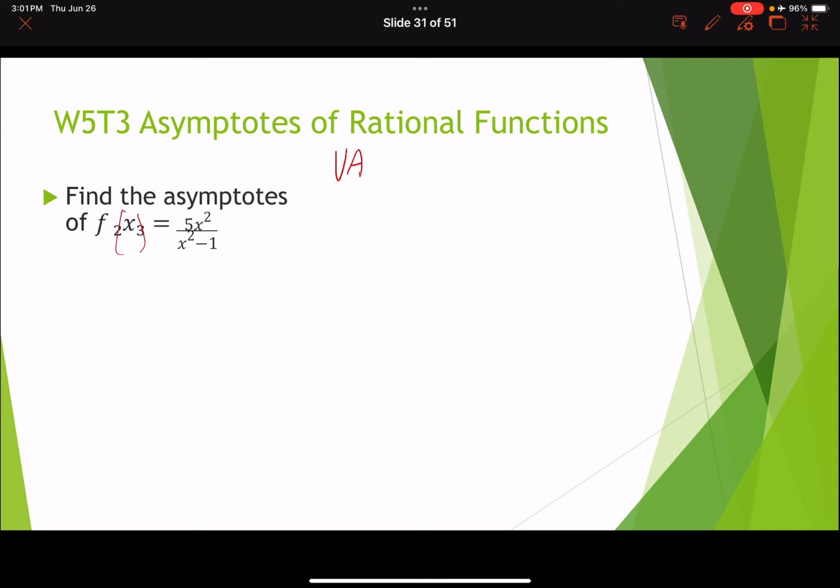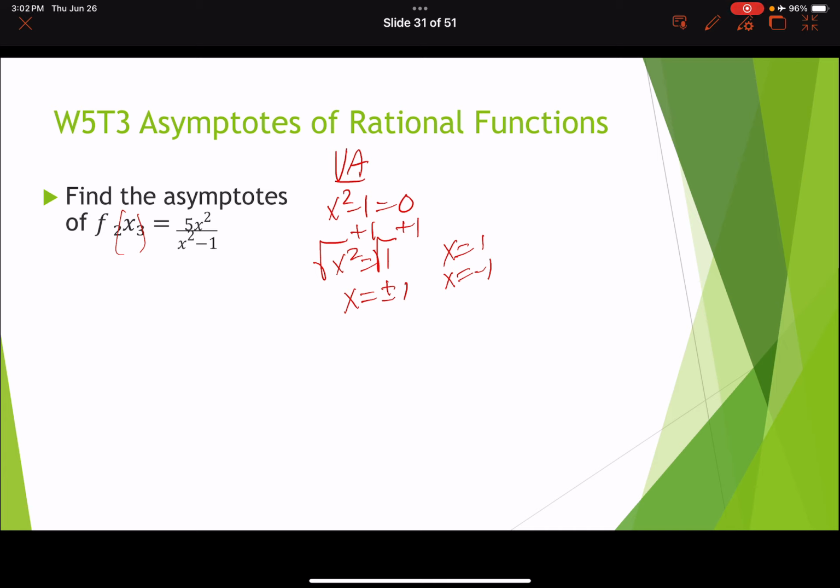So VA, vertical asymptotes, we're going to say this is x squared minus 1 equals 0. So we're going to add 1 to both sides, and we're going to say x squared is equal to 1. And then we're going to square root both sides, so we get x is plus or minus 1. That means our vertical asymptotes are at x equals 1 and x equals negative 1. So those are two vertical lines that the function will never cross.